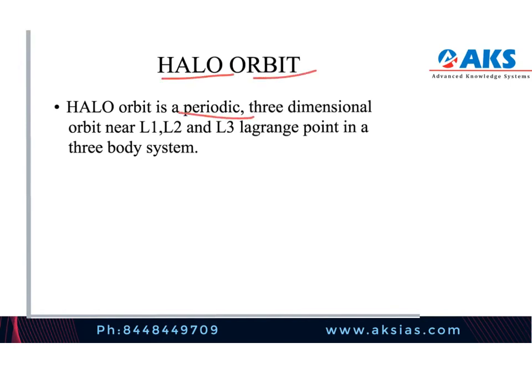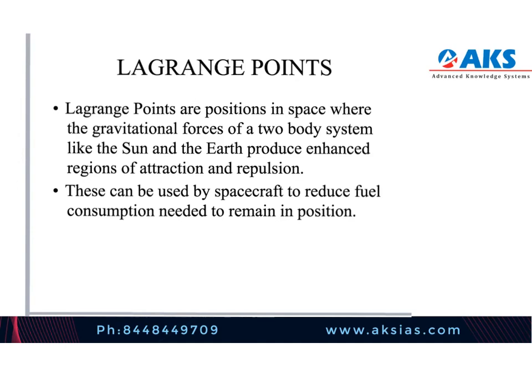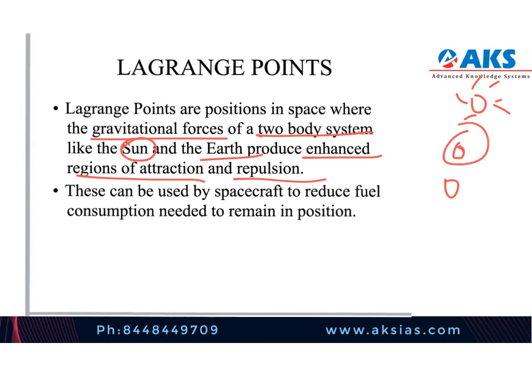Halo orbit. A halo orbit is a periodic three-dimensional orbit near the L1, L2 and L3 Lagrange points in a three-body system. The Lagrange points are positioned in space where the gravitational force of two body systems like the Sun and the Earth produce enhanced regions of attraction and repulsion. See, these are positions in space. For example, this is Sun and this is Earth. So, the gravitational forces of two body systems produce enhanced regions of attraction and repulsion. This technology can be used by spacecraft to reduce the fuel consumption needed to remain in position. Generally, a lot of fuel is required to rotate, but if they can sit in this position and watch, the fuel consumption will get reduced.